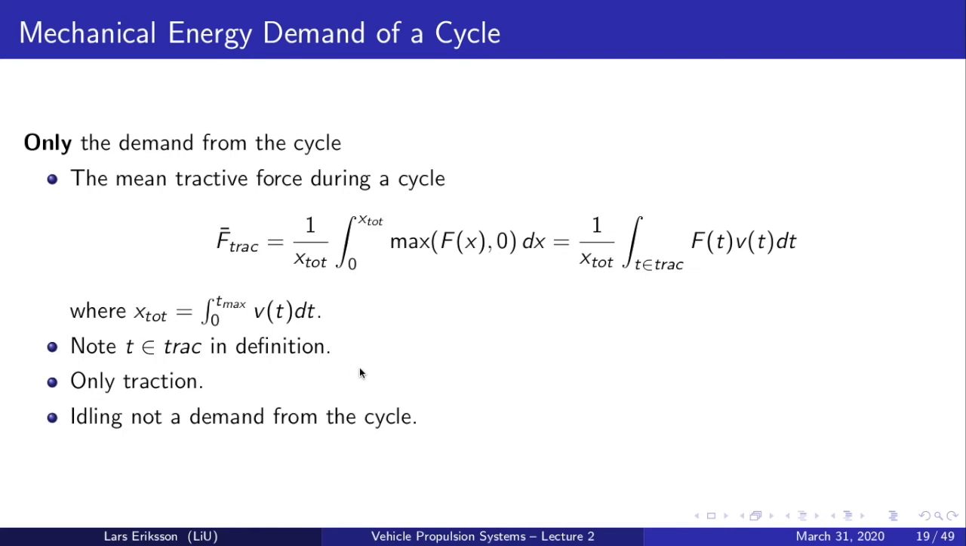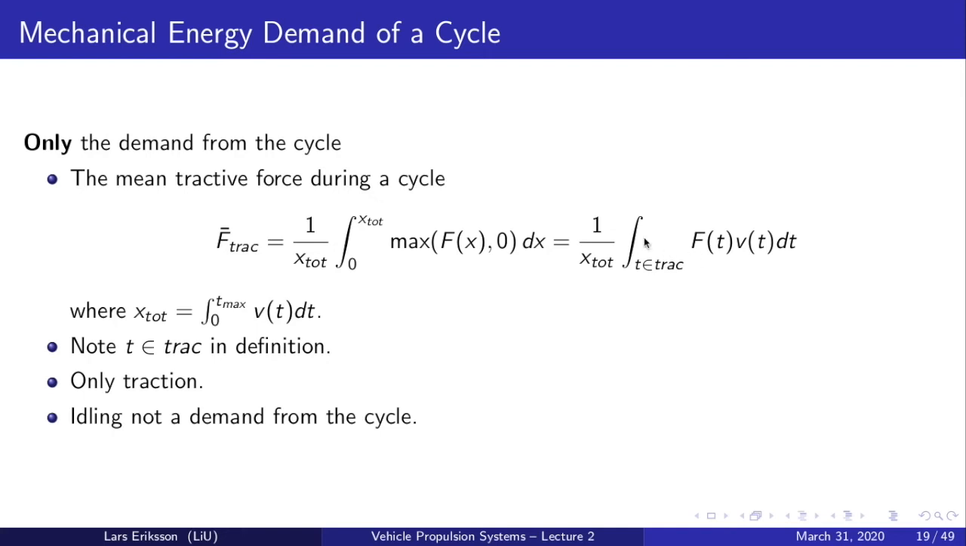And to do that we look at the energy demand, so we integrate here. So we integrate the work, which becomes the energy that we're demanding, and then we divide with the total distance. So this is force integrated over distance, so this is mechanical work. So this is the work requirement of the cycle. And here you see the traction condition. We are requesting that we must be in traction. This integral must identify all times when we are in traction.